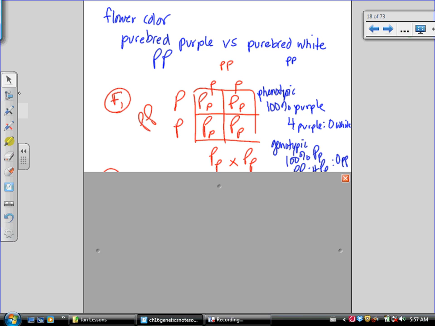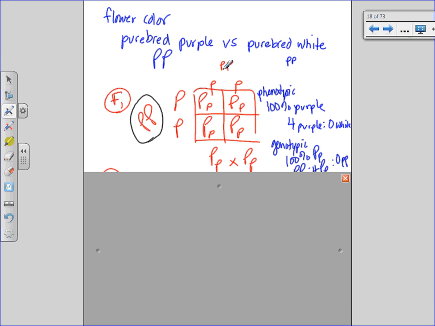Everything's the same color. Okay, so because we have big P, purebred purple, versus purebred white, or little p, this parent can only give big P's, and this parent can only give little p's. So when they're combined, all the babies are big P, little p. All the F1 offspring are big P, little p. So that means that they are all, or 100%, will be purple. That's what you see. As a Mendelian ratio, you'd probably say 4 purple to 0 white.